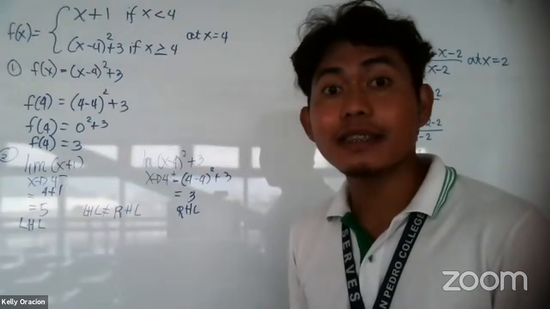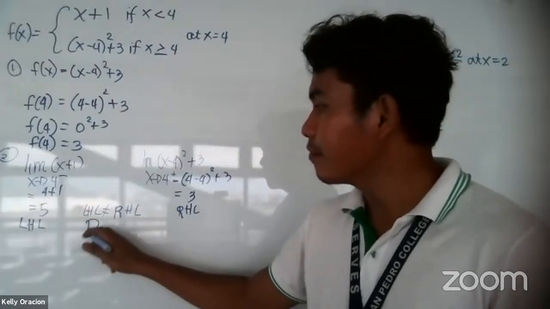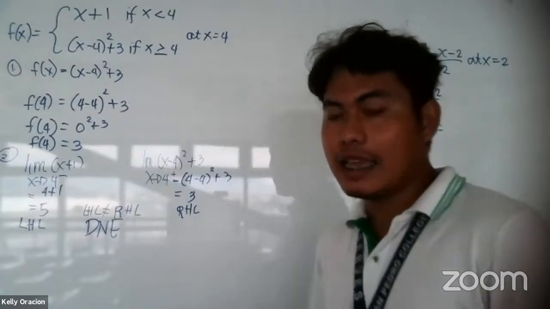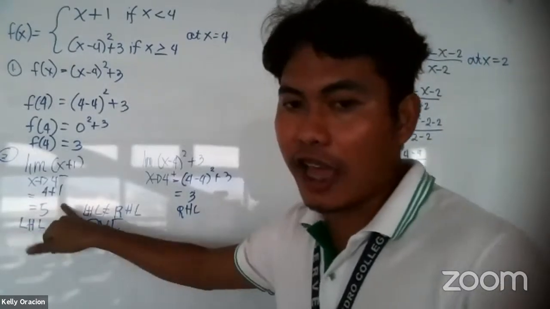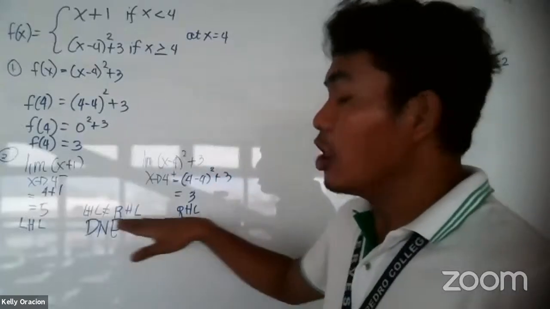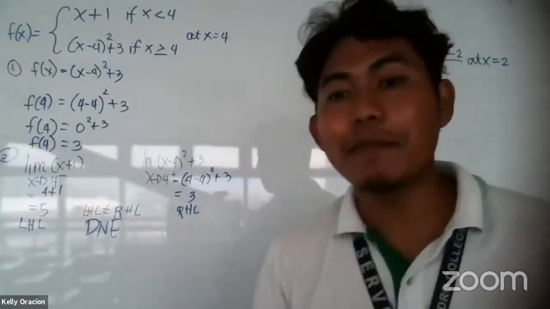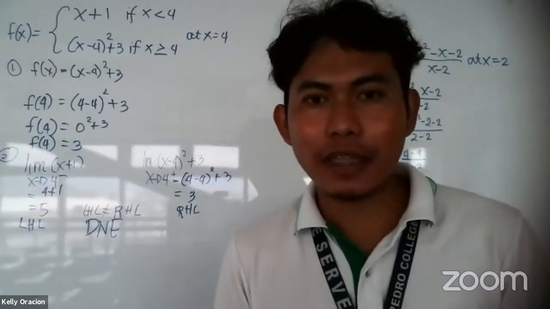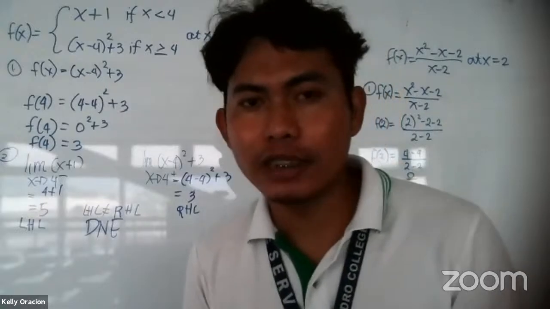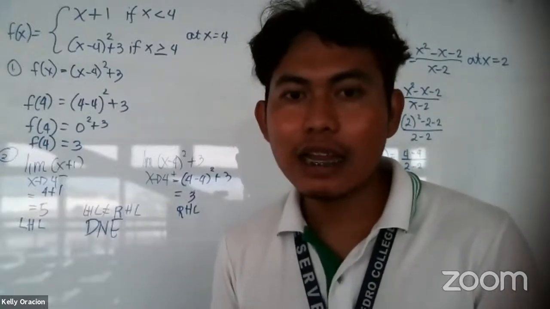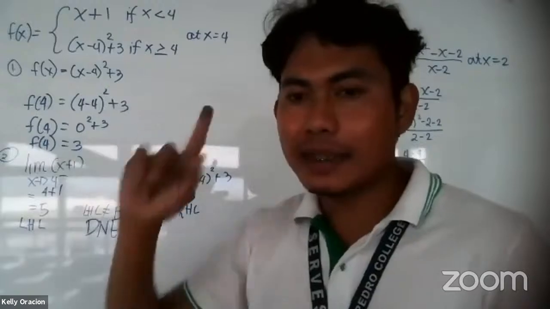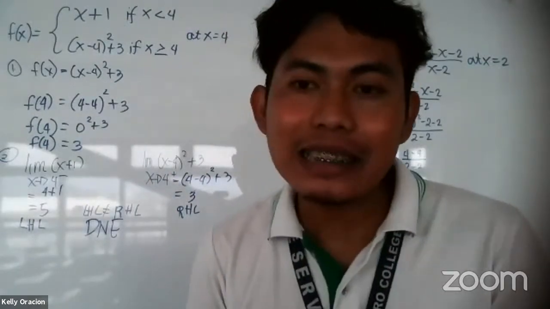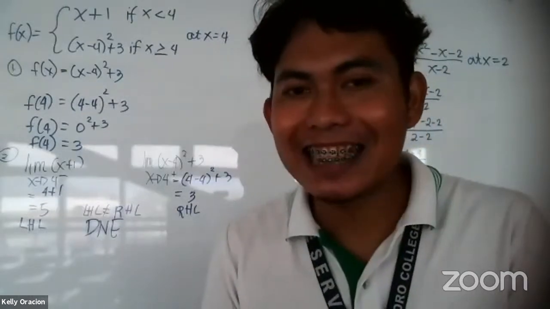The limit is DNE. Okay? The left-hand limit is 5. The right-hand limit is 3. They are not equal. The limit does not exist. Hala sir, DNE, wala nag-exist ang limit. So, dili namin mag-proceed sa step 3. Yes. Class, in step 2, the second condition, wala nag-exist ang limit.